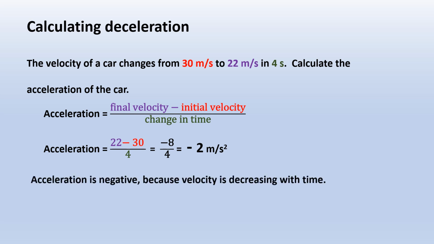We see that the acceleration is negative because velocity is decreasing with time. This means that the car is decelerating. So what is the deceleration of the car? We know deceleration is equal to negative acceleration. Here, acceleration is equal to minus 2 meters per second square. So, deceleration is equal to negative of minus 2 meters per second square. So, the deceleration is equal to 2 meters per second square.